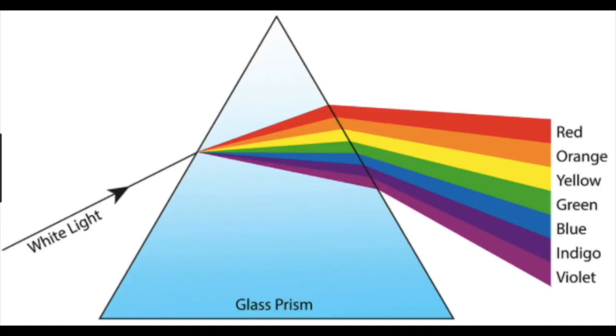Now red is refracted the least because it slows down the least. Violet is refracted the most because it was travelling the fastest and therefore slows down the most.